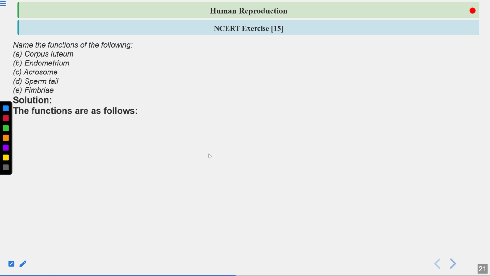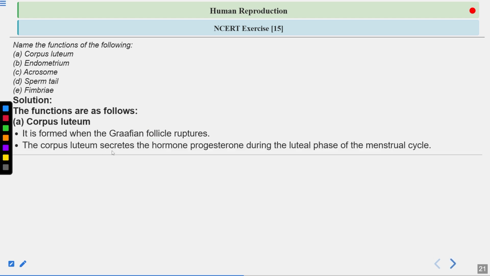The first one is the corpus luteum. The corpus luteum is formed when the Graafian follicle ruptures. The Graafian follicle ruptures and the remaining parts of the Graafian follicle transform into the corpus luteum. The corpus luteum is a temporary endocrine gland. It secretes the hormone progesterone during the luteal phase of the menstrual cycle. And this progesterone helps to maintain the thickness of the endometrium.